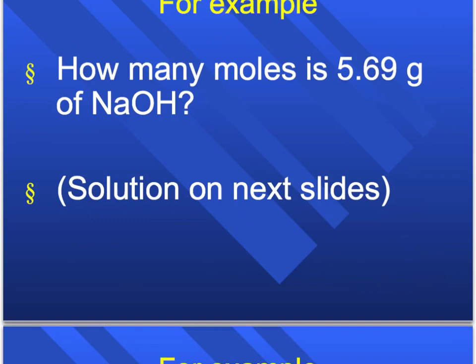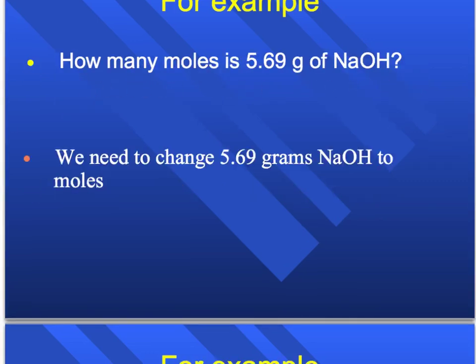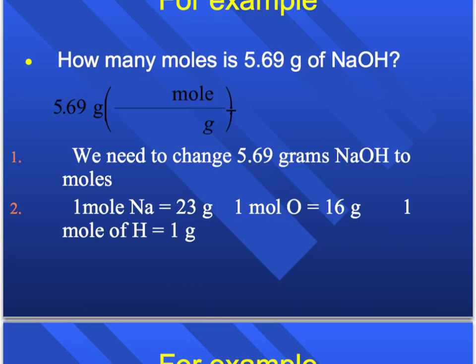So our example that we're going to be working on to demonstrate this says, how many moles is 5.69 grams of sodium hydroxide? We'll see the solutions on the next few slides. So again, here's our question. The first thing we need to do is change our grams of sodium hydroxide to moles. So recognize that we're going from grams to moles of a substance. We want to set up our given, then put it with a conversion factor. And it's always helpful for me to put over here moles of sodium hydroxide, whatever I'm trying to get into. It just helps keep me focused. So we need to change this into moles.